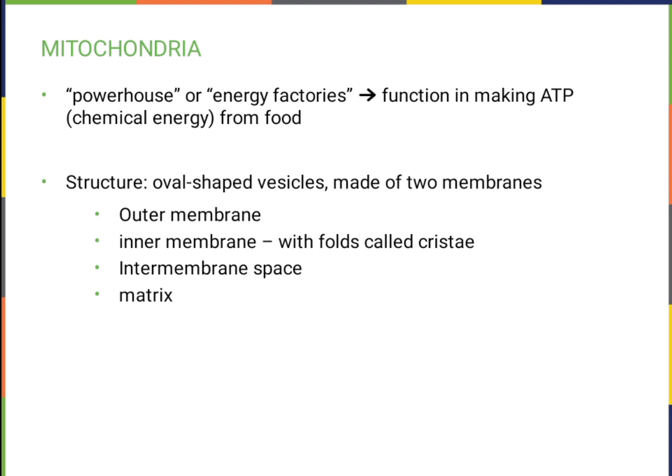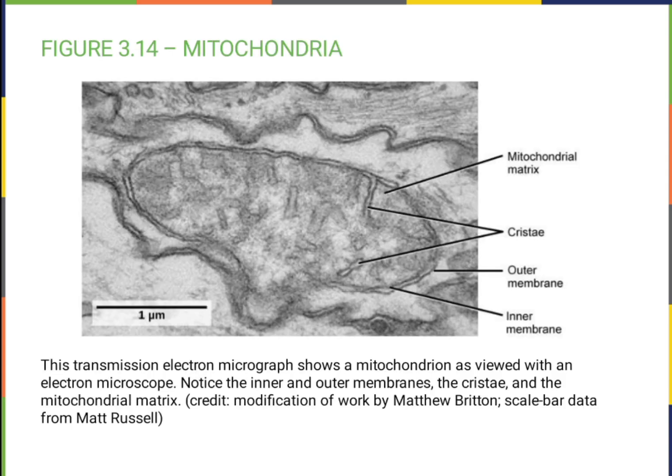Intermembrane space is that space between the inner membrane and the outer membrane of the mitochondria. The liquid part of the mitochondria that is enclosed by the membranes is known as the matrix. This matrix usually contains the enzymes that participate in a process of metabolism known as the Krebs cycle. In the Krebs cycle, we have a host of enzymes, and all those enzymes are usually found within the matrix.